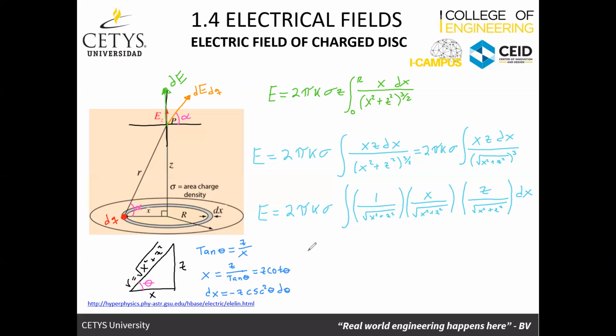And the other thing I can do is elevate that to the square. I've got x squared is equal to z squared cotangent squared of theta. I'm just going to mark these because I'm going to be needing them, or I'm going to be using this and this.